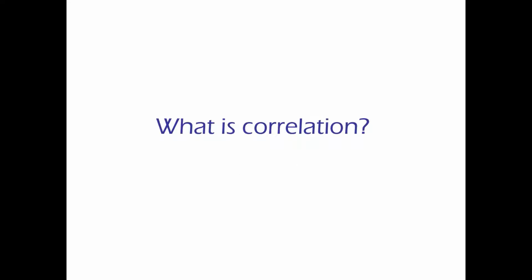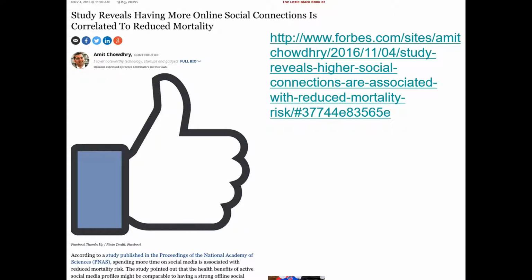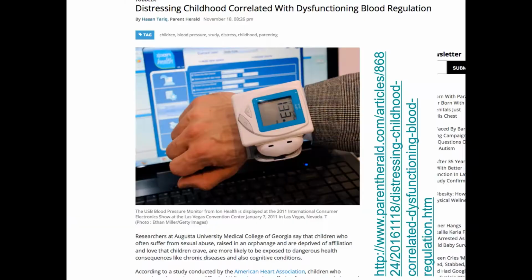In the real world, we often hear people say two things are correlated to show there is some kind of relationship between the two. For example, here, studies find having more online social connections is correlated to reduced mortality, indicating online social connection may have potential impact on mortality. Another example here, showing stress from childhood may correlate with dysfunction in blood regulation, also indicating there is a relationship between the two.